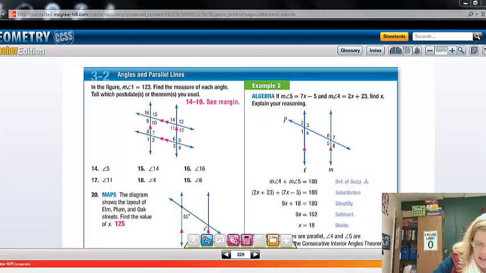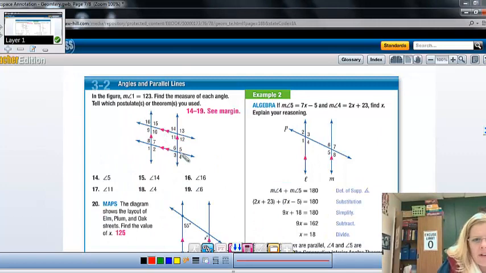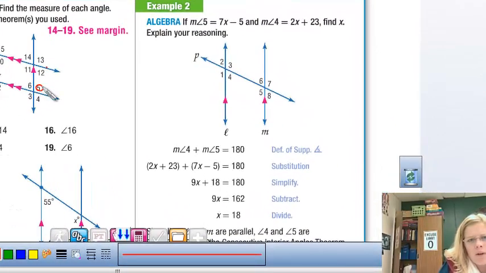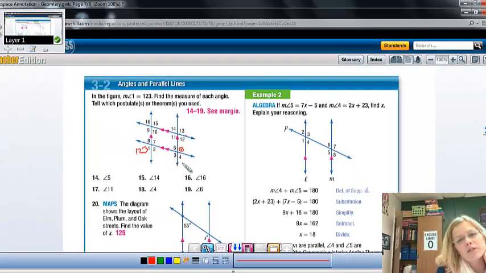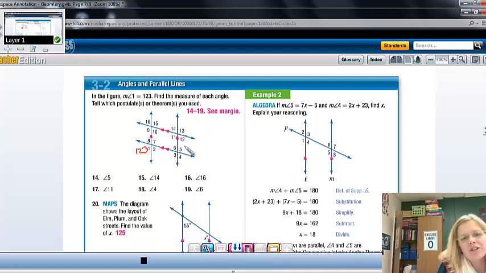If I said that angle 1 is 123 degrees, find me the rest. Well, first one is 5. What type of angles are 1 and 5? If you notice, they're on this transversal, right? So if they're on that transversal, what two lines are they between? They're between the vertical ones. So these are alternating exterior angles. Alternating exterior angles are congruent. So if angle 1 is 123, angle 5 is 123.